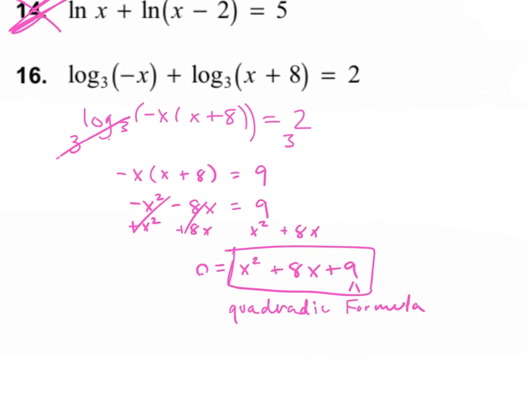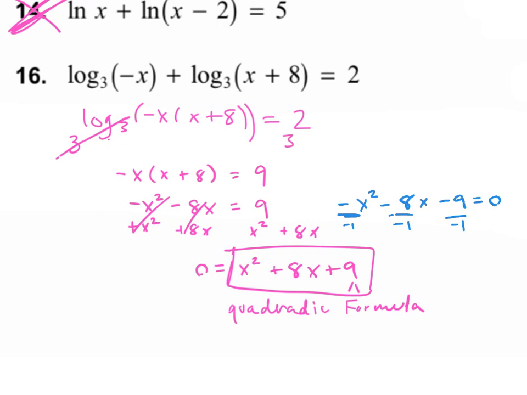Let's say we move the 9 to the other side. So this would be negative x squared minus 8x minus 9. We don't want a negative out here, so we could divide everything by negative 1, which would make this x squared plus 8x plus 9. So again, we end up with the same as here, and we can't factor it from here. But the ones on your quiz, you will be able to factor.